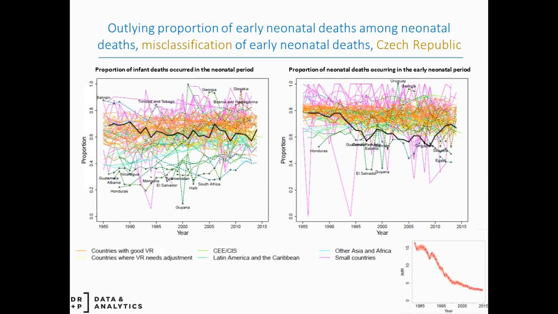One more example for misclassification of early neonatal deaths. This is the Czech Republic. So if we look at the proportion of infant deaths occurring in the neonatal period, we do see a flat line here, and the level is not so low compared to countries with well-functioning vital registration systems. It's at the lower level, the lower bound, but not really too low.